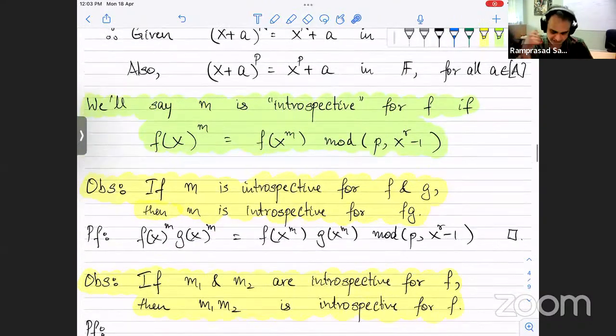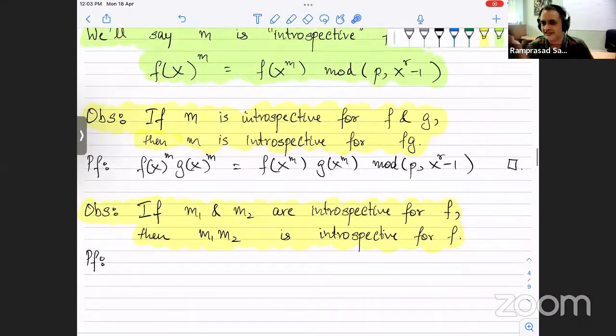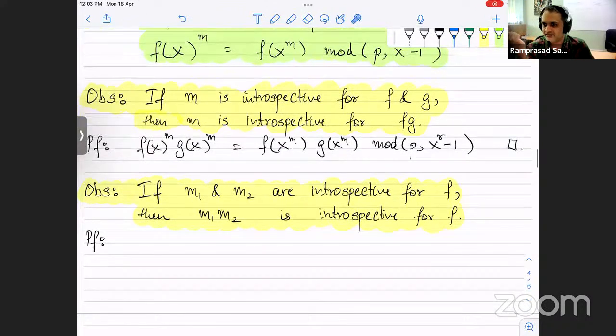The more interesting situation is the product rule of the other type, which is that when I have two different numbers, m1 and m2, that are introspective for a single polynomial f, then their product is also introspective for that polynomial.